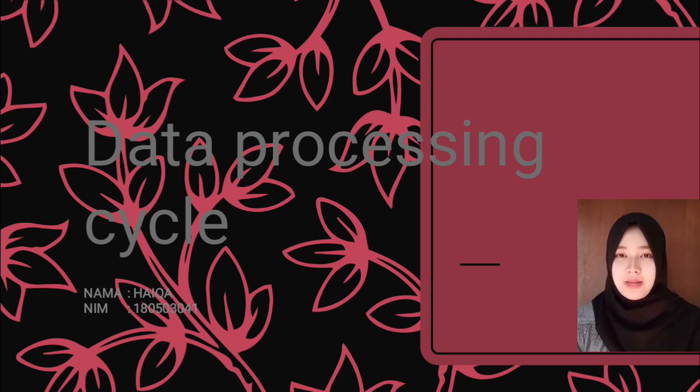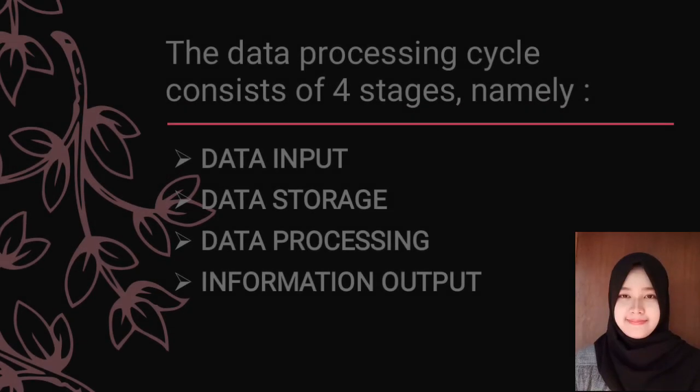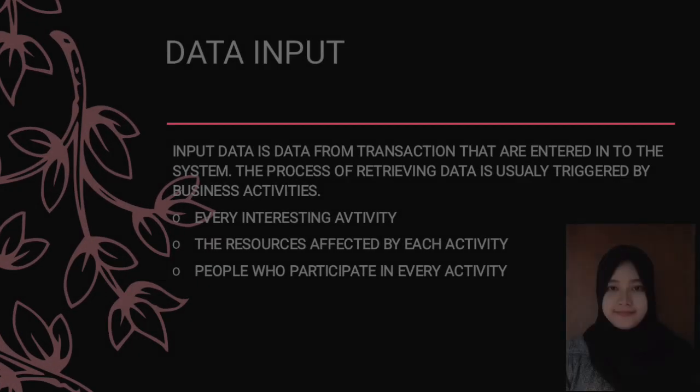Today, I'm going to explain to you about the data processing cycle. The data processing cycle consists of 4 stages, namely data input, data storage, data processing, and information output. Next, data input. Input data is data from transactions that are entered into the system.